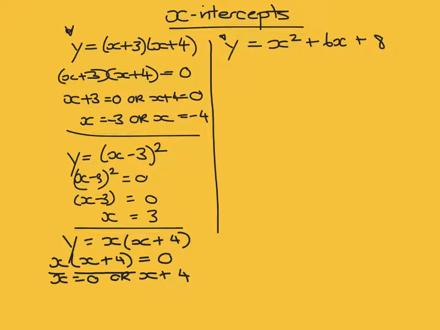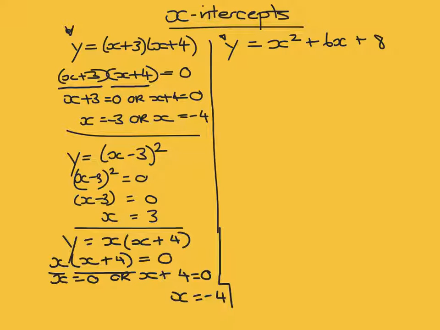Up here, we have two sets of brackets, so this really means x plus 3 times x plus 4, which is why we go x plus 3 equals 0 or x plus 4 equals 0. So x equals 0 or x plus 4 equals 0 down here. If x plus 4 equals 0, x must equal negative 4.